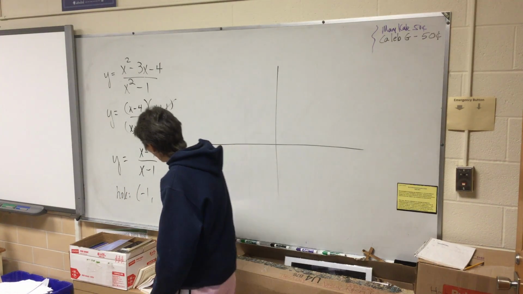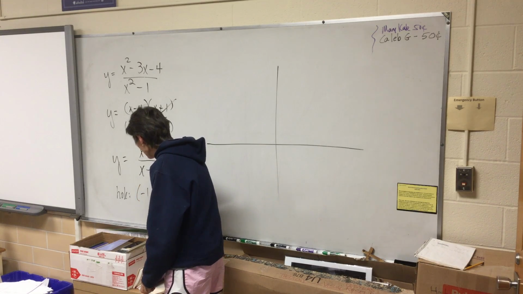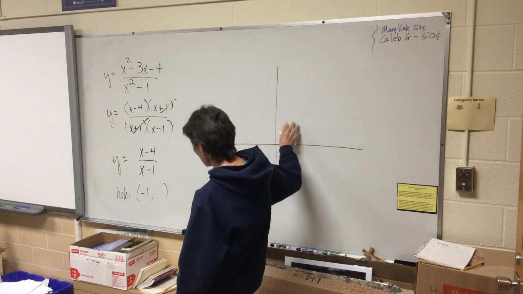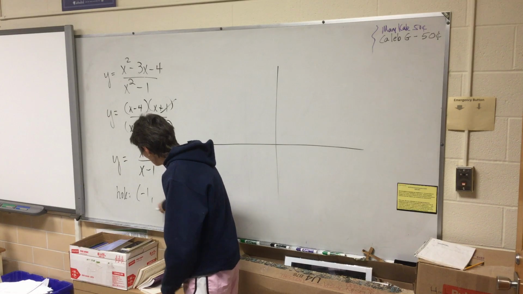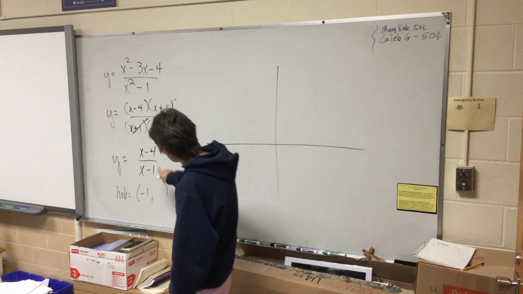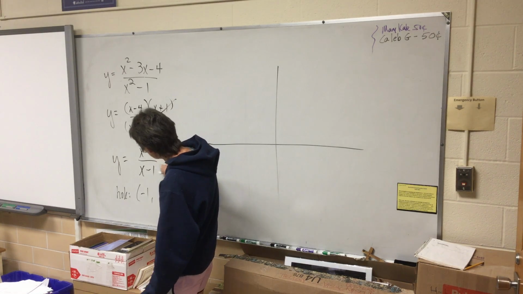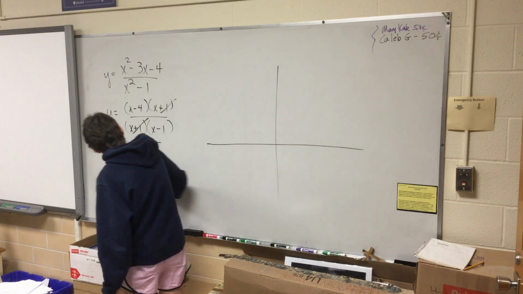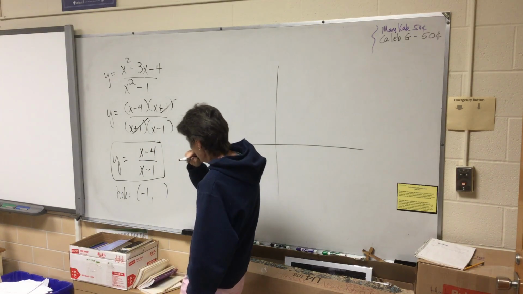Now, how do I find the y? Notice this is a point. I'm going to plot that. I'm going to put that on my picture. I need a y value. How would I get the y value? Plug it in right here. Plug it in your new problem. This is what we're graphing now. So we're going to plug it in there.